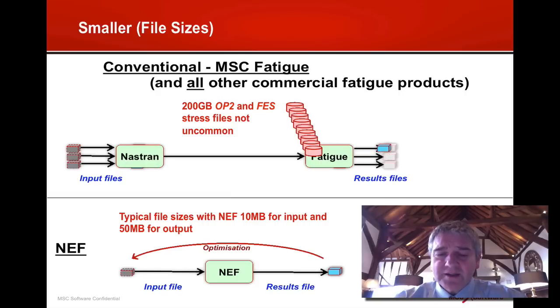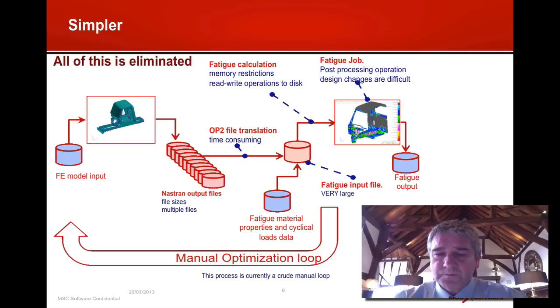Once the job is run then, the output file is a standard results file, which would be, for a typical job, say 50 megabytes. So the maximum file size for a solver embedded approach might be 50 megabytes. The maximum file size for a conventional GUI-based approach might be 200 gigabytes. So significantly smaller file sizes. And because you don't need to generate those intermediate files, it's simpler. So not only do you not have to generate stress intermediate files, you don't need loading files to be defined in that way, and you don't need materials to be defined in that way. The whole thing is defined through a single input file.